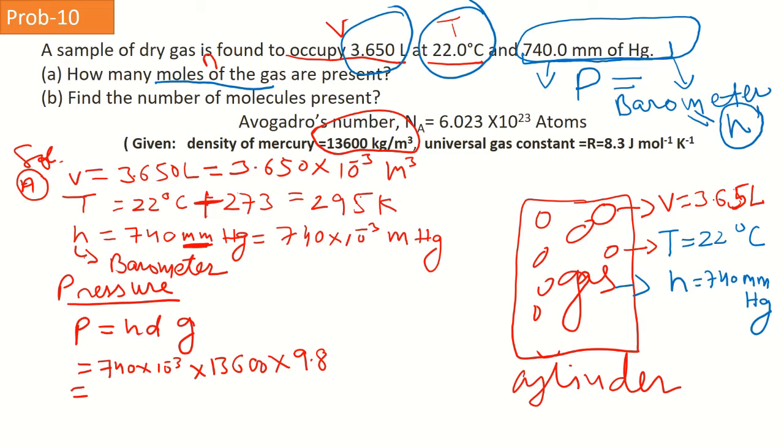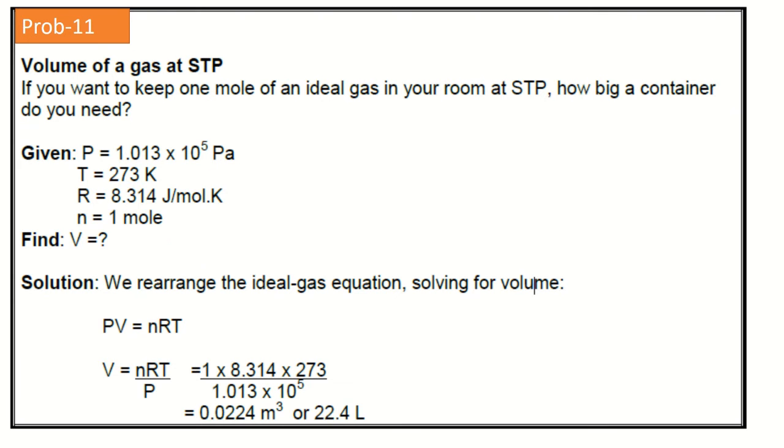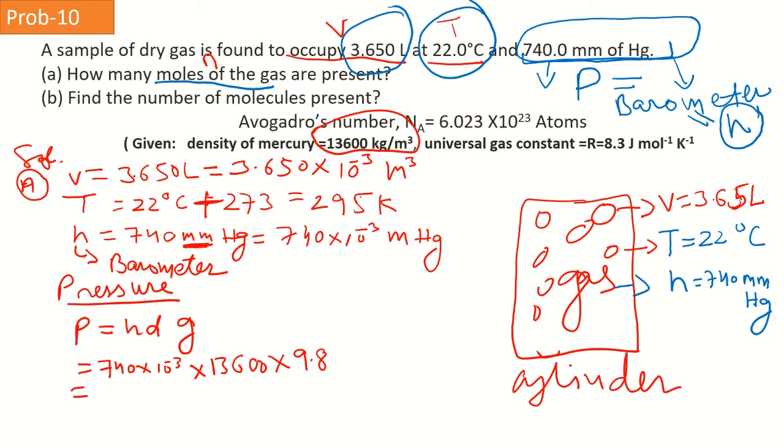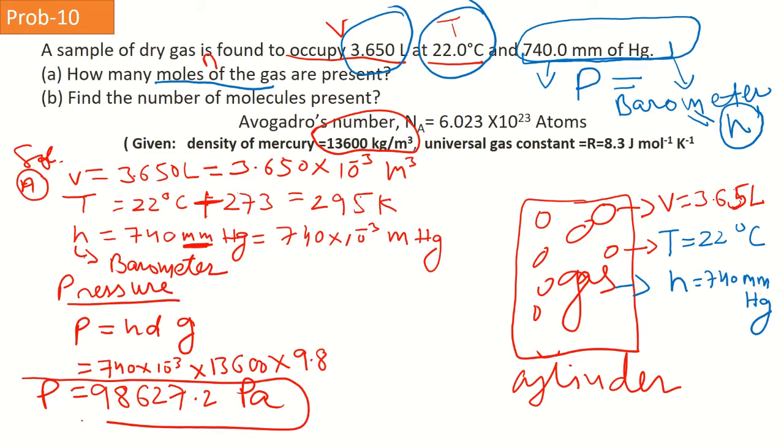Now if I calculate here, after the calculation this value will come 98627.2 Pascal. So this will come in Pascal. So this is the value of the pressure, not the H. So here we got this data, and we have to find the number of moles.